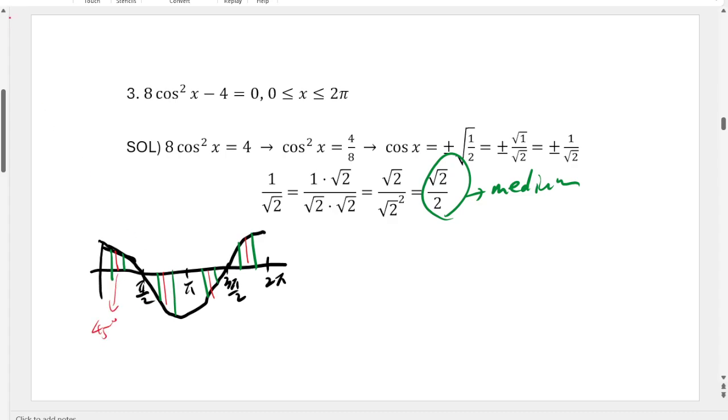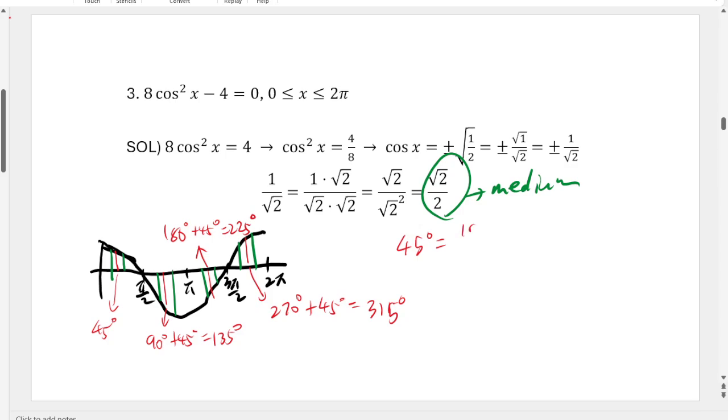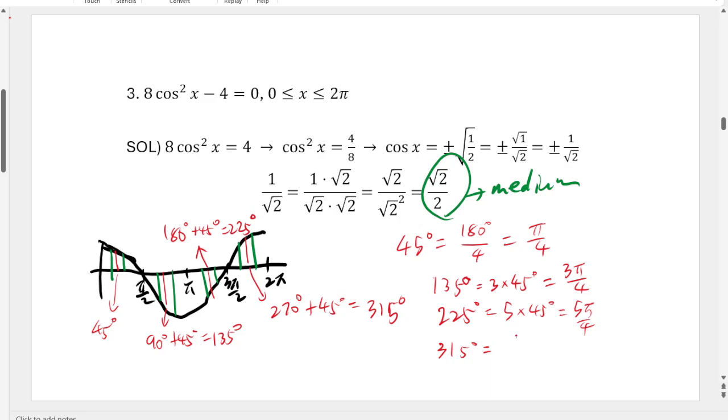So that means we have the 45, we have the 90 degrees plus 45, which is 135. We have the 180 degrees plus 45, which is 225. We have 270 plus 45, which is 315. And notice that 45 degrees is 180 degrees divided by 4, which is pi over 4. And 135 would be 3 times 45 degrees, which is 3 pi over 4. 225 is 5 times 45, so 5 pi over 4. 315 is 7 times 45, so 7 pi over 4. So these are the answers.